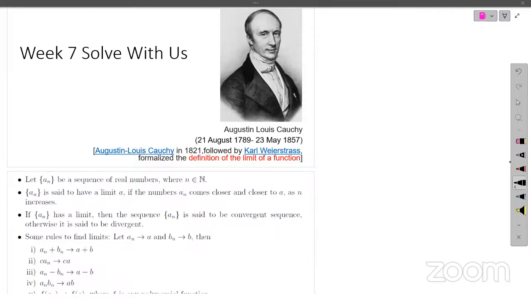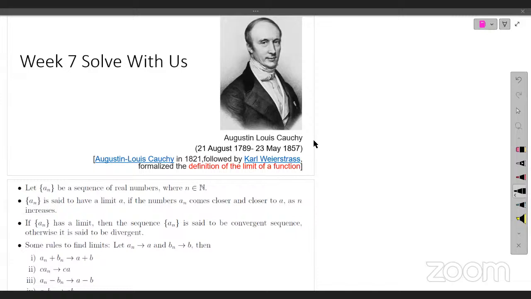Ma'am, can I ask my doubt? Yes, Manish. 7.4, first question. So here, consider the following function where R is the set of real numbers and N the set of natural numbers. You have to say which of the following represents a sequence.